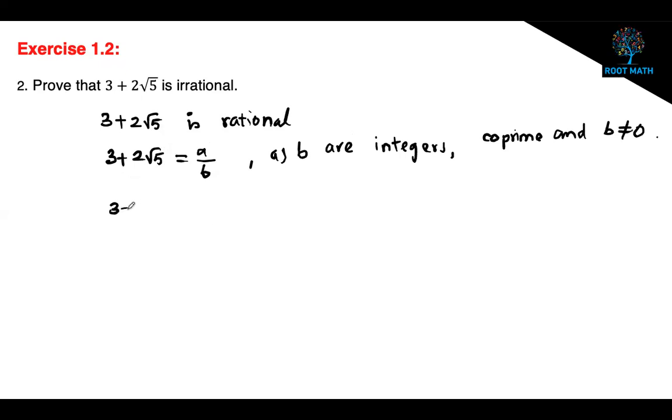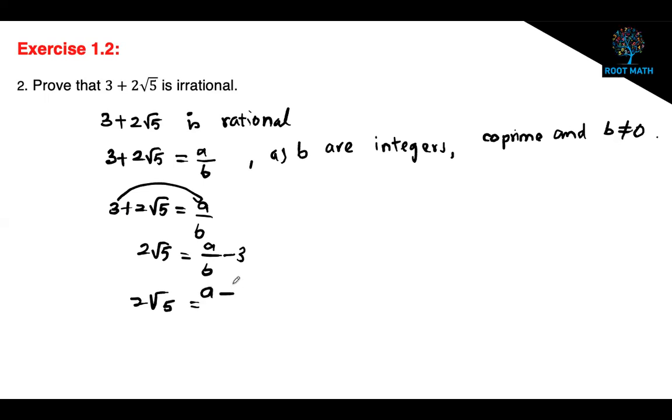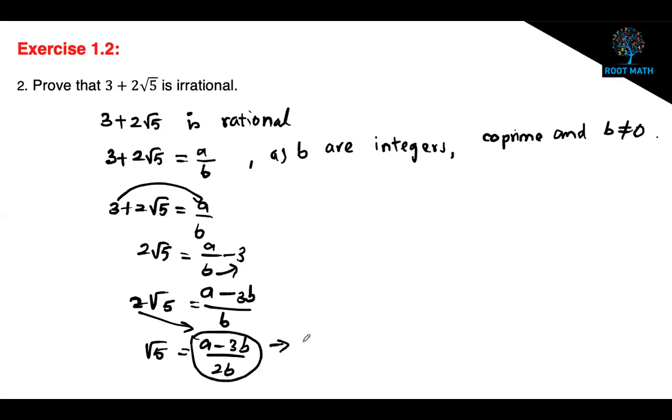So 3 plus 2 root 5 equals a over b, so 2 root 5 equals a over b minus 3. This positive 3 goes to the other side as minus 3. 2 root 5 is equal to a minus 3b divided by b. So root 5 is equal to a minus 3b over 2b, since the 2 is in multiplication and goes to the denominator. Here, a and b are integers. Since a and b are integers, this is rational.